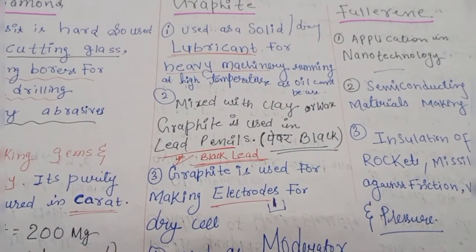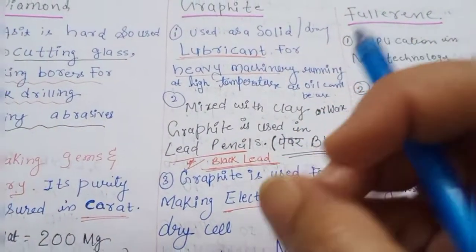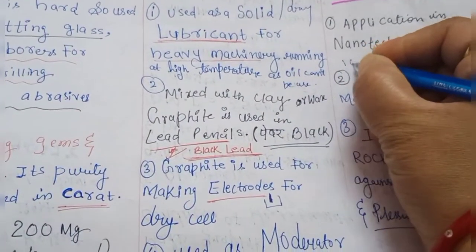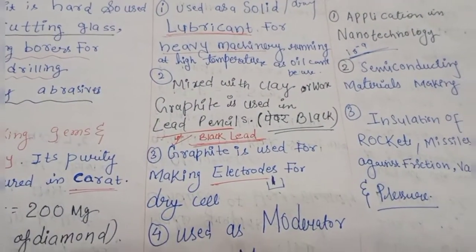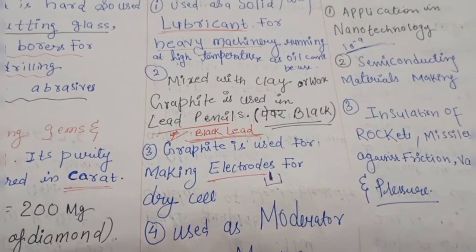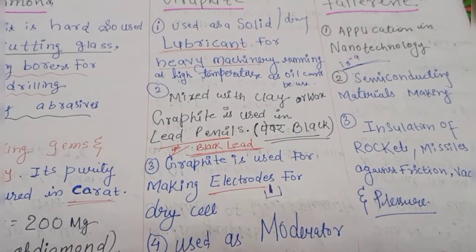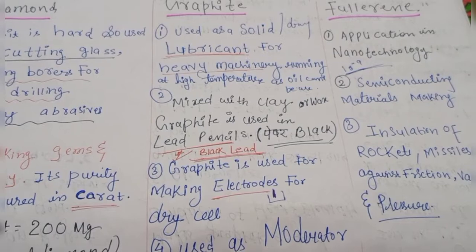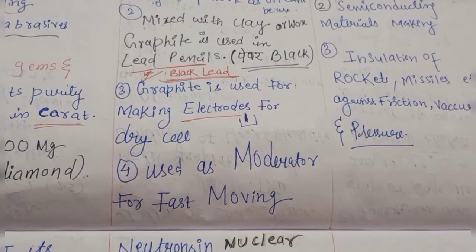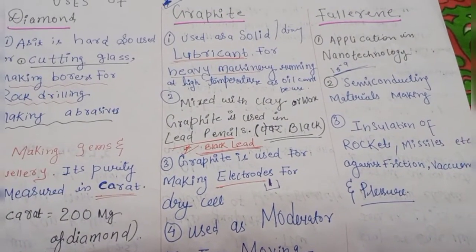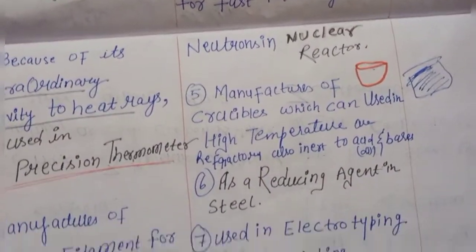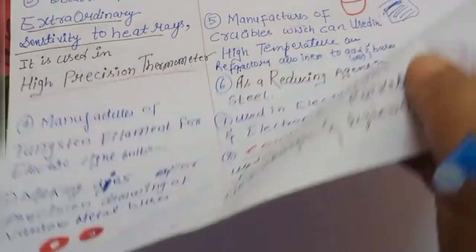Applications in nanotechnology. What is nanotechnology? When we reduce the size of any particle up to the nano, meaning 10 to the power minus 9, this size is nano. When something is very much reduced, that is nano size. You can see the thickness of air can be considered nano size. So they are used for applications in nanotechnology, semiconducting material making, and insulation of rockets and missiles against friction, vacuum, and pressure. These are the main uses of our diamond, graphite, and the fullerene. You can write it down. You can take the screenshot, because many questions are asked on these uses.